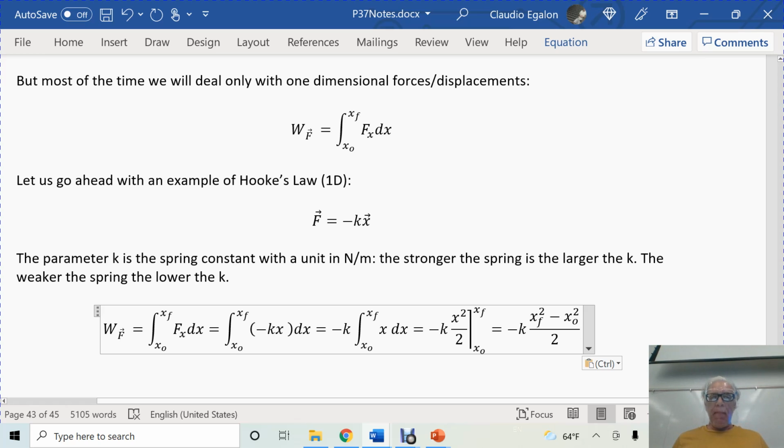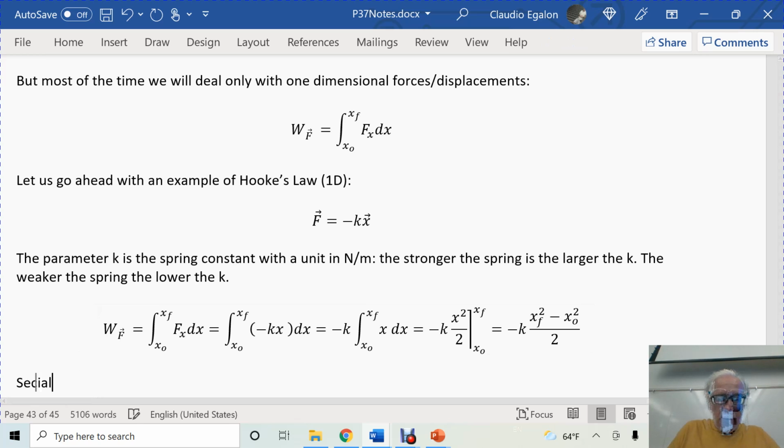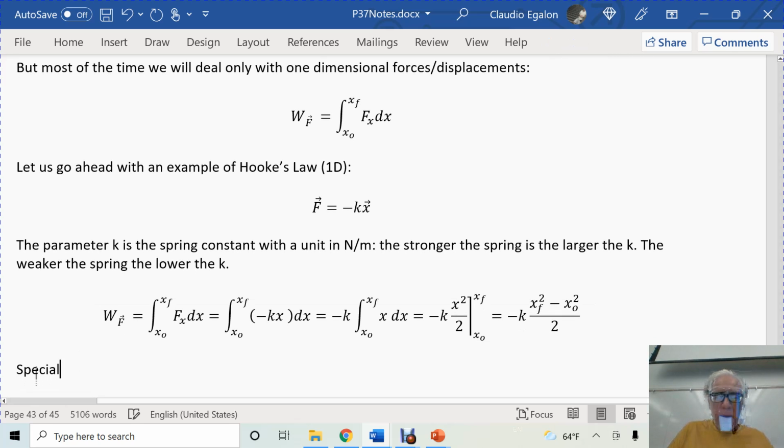Let's see, special case. Let's look at the special case. Come on, man. Okay. Special case. Yeah, man, this computer is so slow. Just not supposed to be that slow.